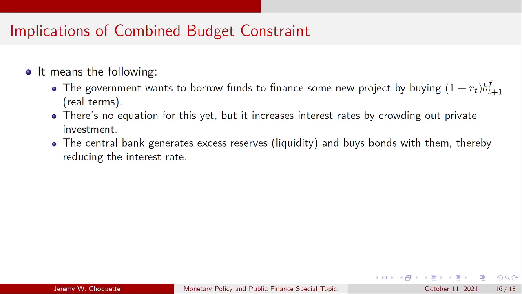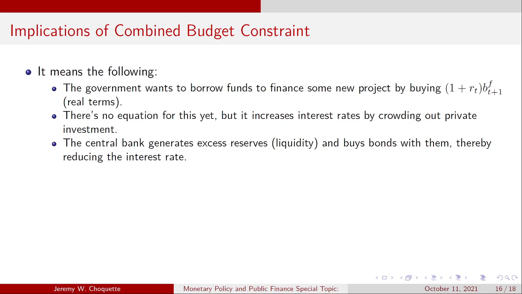So the central bank will now generate some excess reserves, liquidity, and they will buy bonds with them, thereby reducing the interest rate, right? Because there is now more liquidity in the markets, and the interest rate is being determined by the amount of liquidity. The more liquidity there is, the more money can be lent out, the lower the interest rate is, because the opportunity cost on that money is much lower because you've got more of it. Now, if you don't have a lot of liquidity in the markets, there aren't a lot of loanable funds, then you're going to demand a higher rate of interest because the opportunity cost is now much higher. The interest rate is the opportunity cost of holding idle cash.